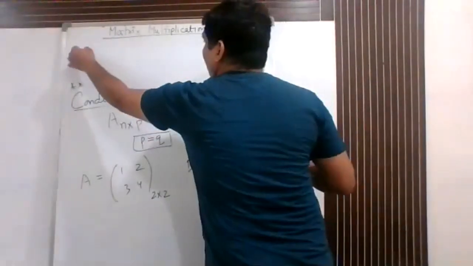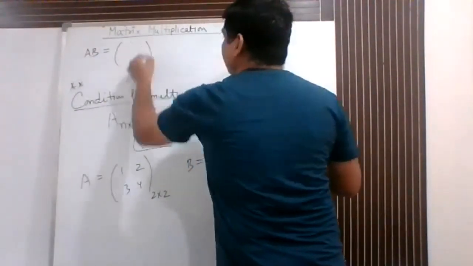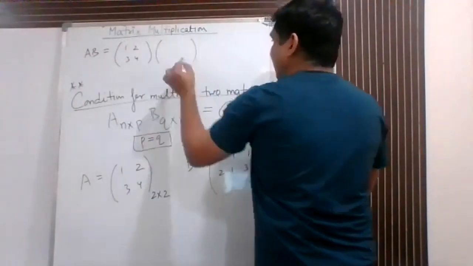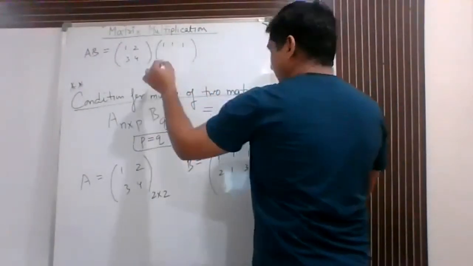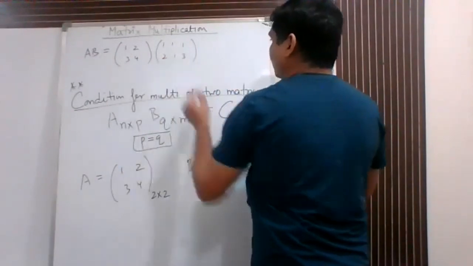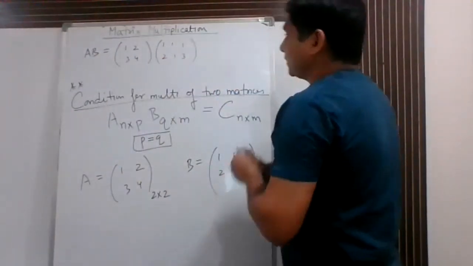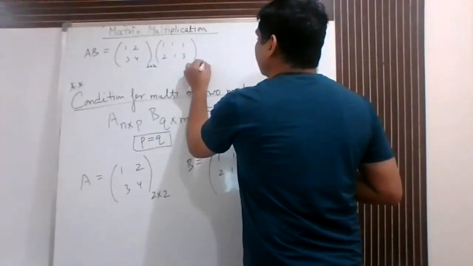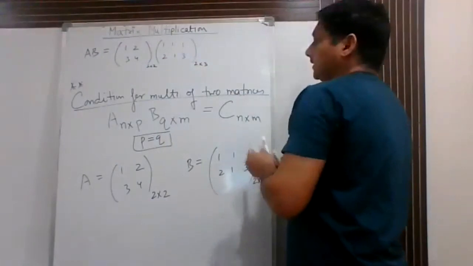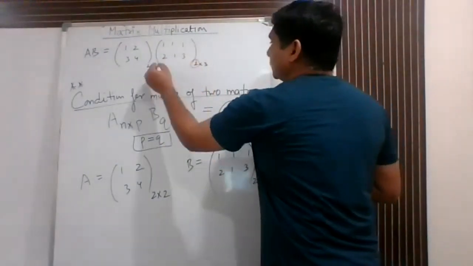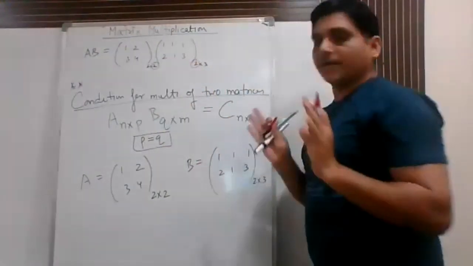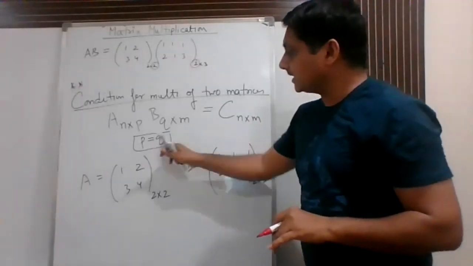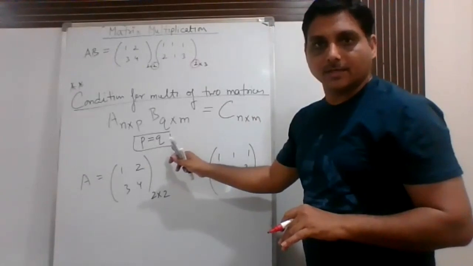So A into B. So A into B means 1, 2, 3, 4 multiplied with 1, 1, 1, 2, 1, 3. Okay, now first of all, you can see this important thing that this is 2 cross 2. This is 2 cross 3. So this 2 is same as this 2. This 2 and this 2 are same. So that means we can perform multiplication of two matrices because it is satisfying this required condition for multiplication.